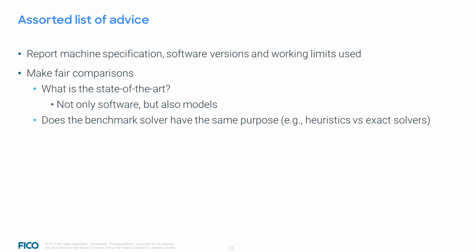What is the state of the art in the particular field of interest? For example, does the benchmark solver have the same purpose as my newly proposed algorithm? One bad practice is to implement a heuristic and then compare it to an exact solver, concluding that the heuristic, for example, is faster in finding a first feasible solution. In this case, indeed, the comparison should rather be made against other state-of-the-art heuristics, and not against an exact solver.